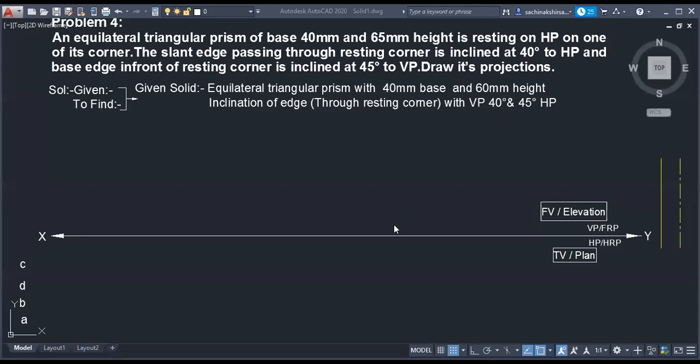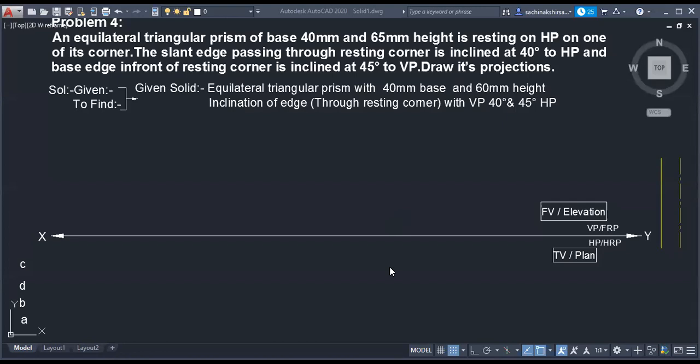So who will read the problem statement? So today we will see a three-stage problem for projection of solids. Okay, so this is problem number 3. Can anybody read? Rushikesh, roll number 14, will you read, Rushikesh?